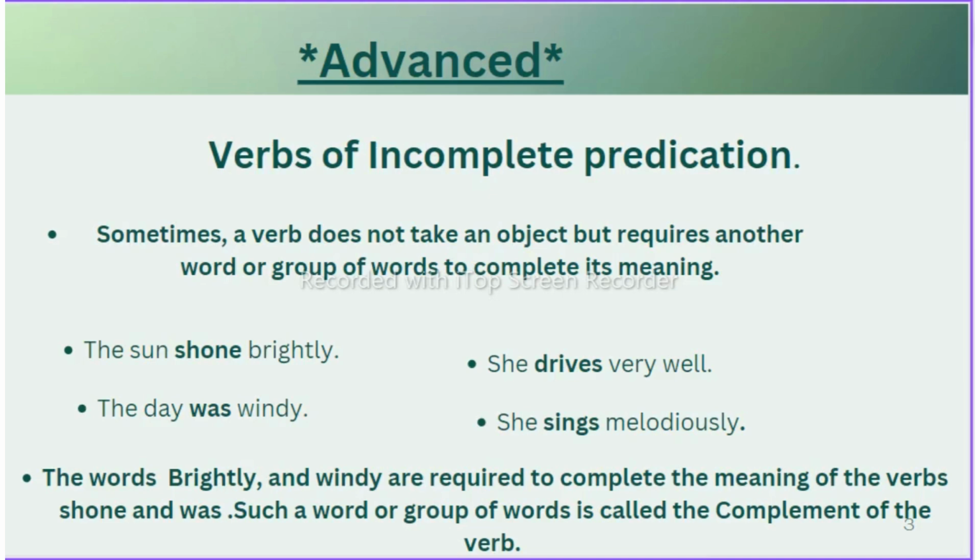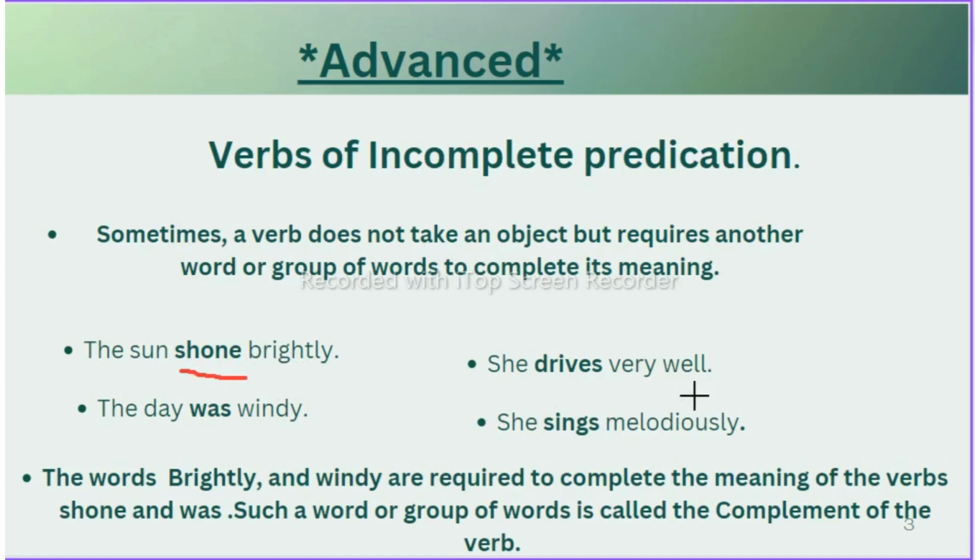Let's see. Such verbs are called verbs of incomplete predication, because sometimes a verb does not take an object but requires another word or group of words to complete its meaning. These verbs of incomplete predication are also called intransitive verbs, like, the sun shone brightly. Here this shone doesn't take an object. Subject and object can be a noun or pronoun. If a noun or pronoun comes after this verb, that comes under transitive. But here we have brightly, which is an adverb, so that comes under intransitive verb.